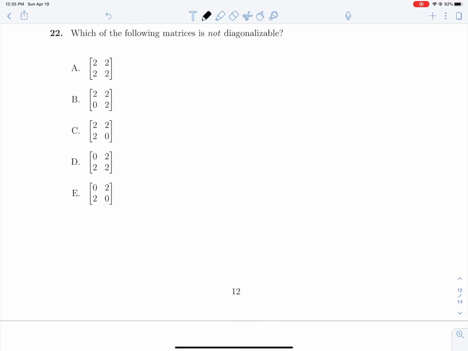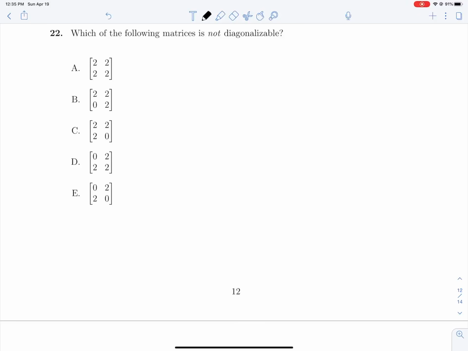Which of the following matrices is not diagonalizable? So just to make sure that we don't have any preconceived notions of what's going on here, it's good to remember that diagonalizability does not imply invertibility, and the other way around is also true. So just because A is not invertible doesn't mean it's not diagonalizable.